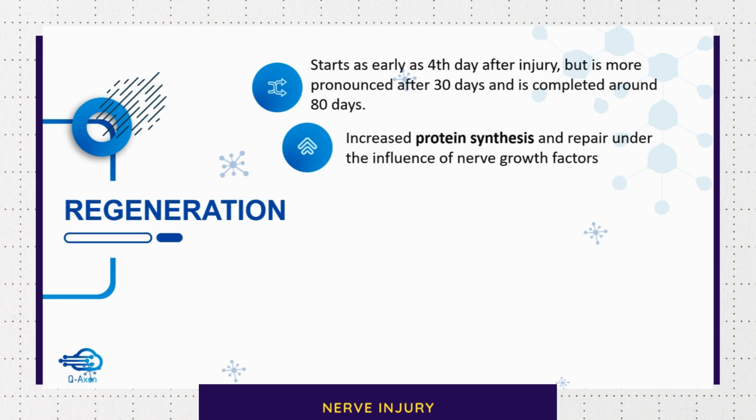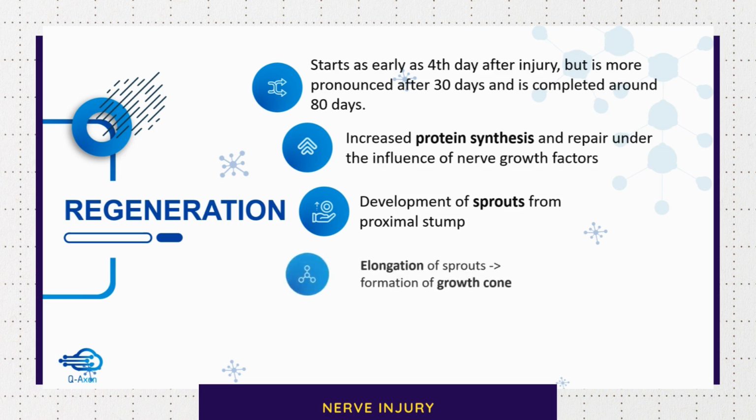Now we already saw that regeneration begins with the development of small sprouts from the proximal stump of the axon. Now initially there are many sprouts and they grow at variable rates, they elongate. So they form what is called a growth cone.